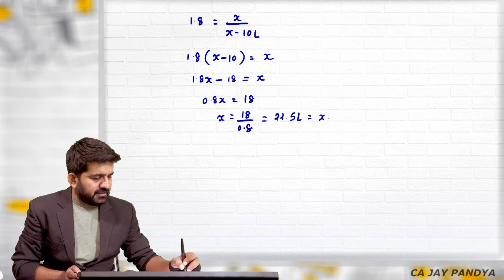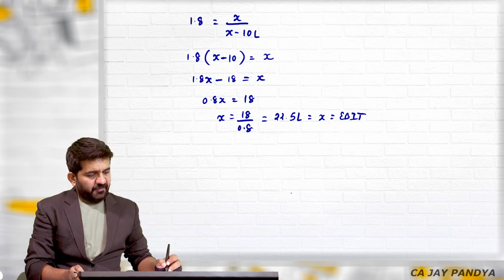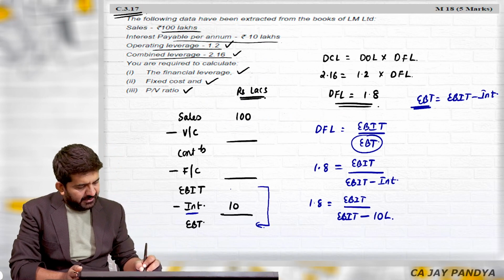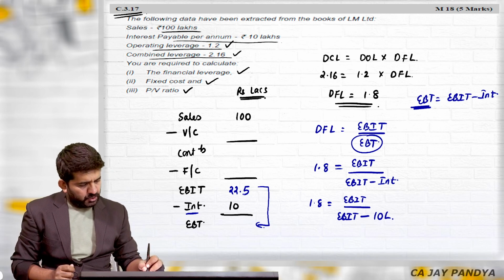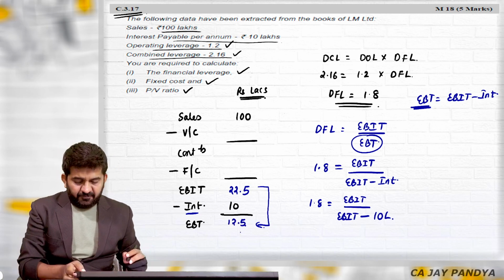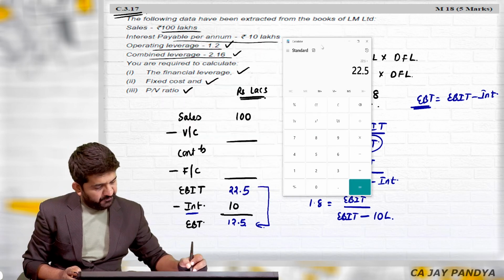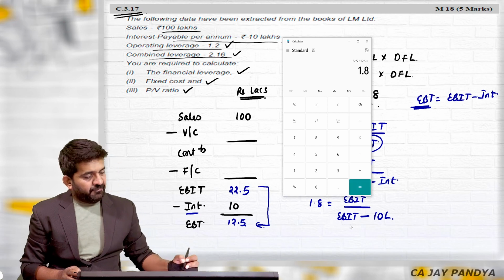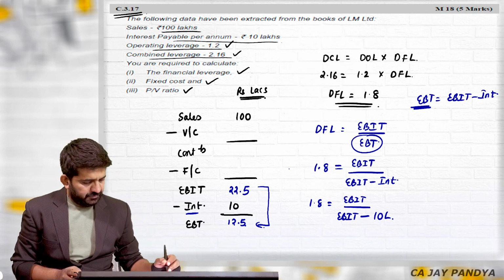22.5 lakhs is X, which is nothing but EBIT. 22 lakh 50,000 is EBIT. EBIT is 22.5. Now I can find out all the answers. 22.5 minus 10 will be 12.5. You can even verify whether your DFL is correct or not. 22.5 divided by 12.5, 1.8 should be the degree of financial leverage.